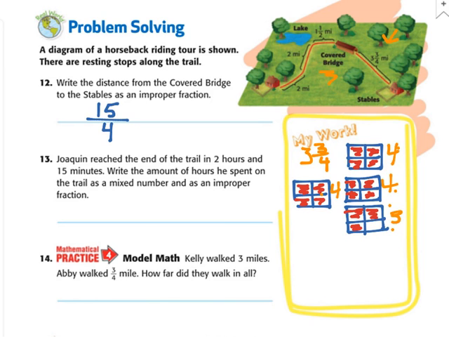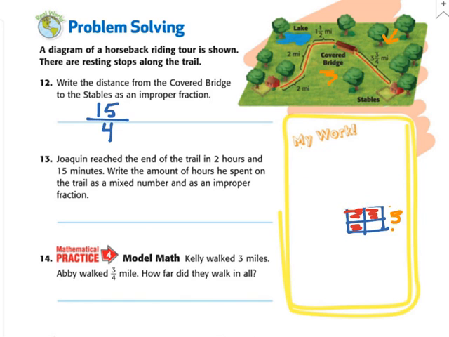Okay, on number 13. I can't even pronounce that. Joaquin reached the end of the trail in 2 hours and 15 minutes. Write the amount of hours he spent on the trail as a mixed number and as an improper fraction. Okay, I'm going to clear my work area from number 12. Okay, so he had 2 hours and 15 minutes. Well, I know that 15 answers the question, how many minutes?